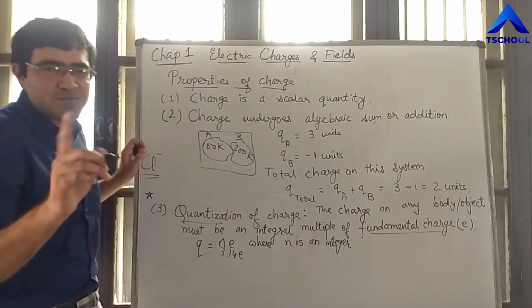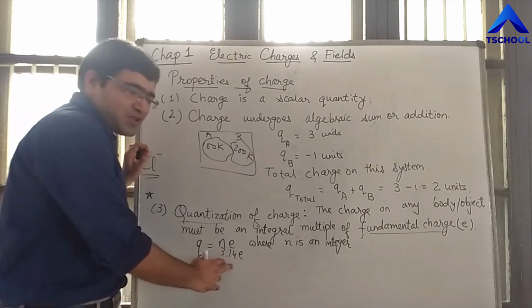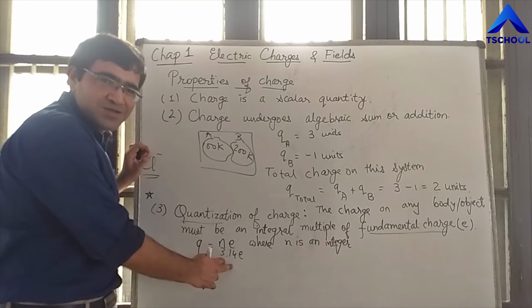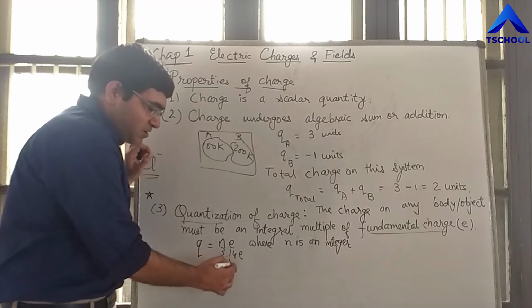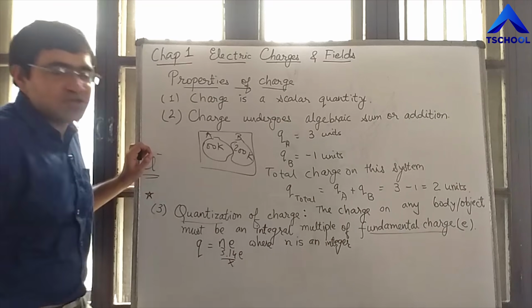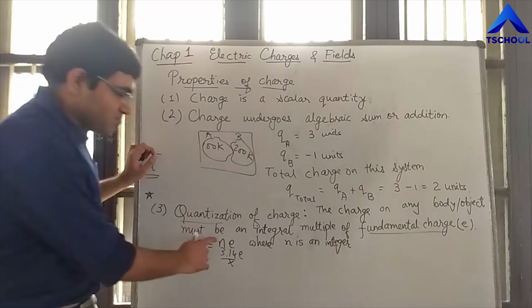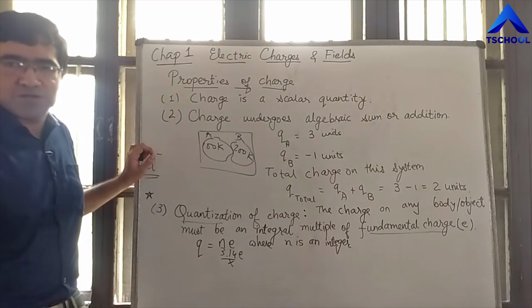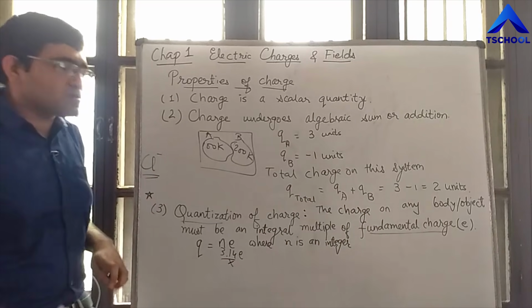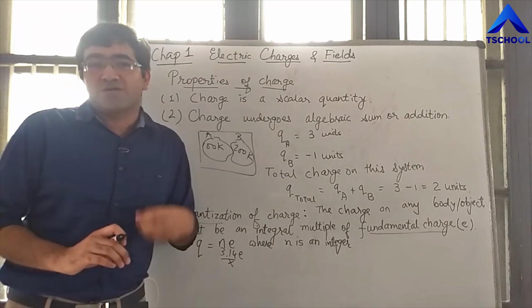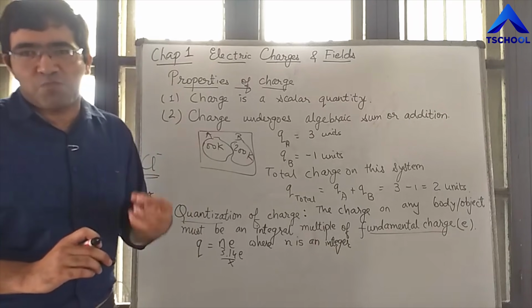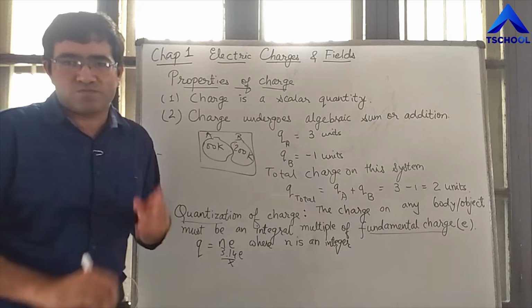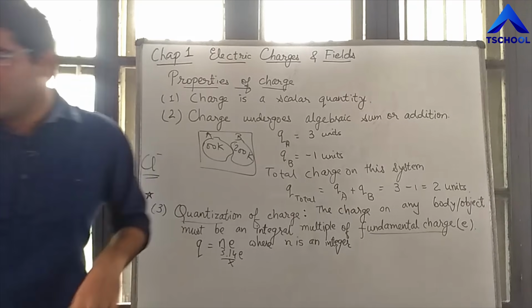Sorry math students, pi not allowed here. It can't be 3.14e. This is not allowed because 3.14 is not an integer. So remember, this number n has to be an integer. That is the quantization of charge. There are more properties to discover, so that's what we'll continue with.